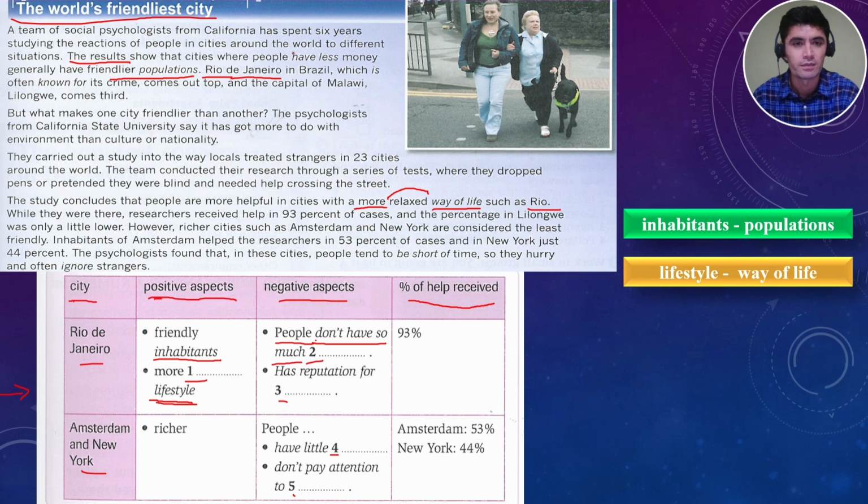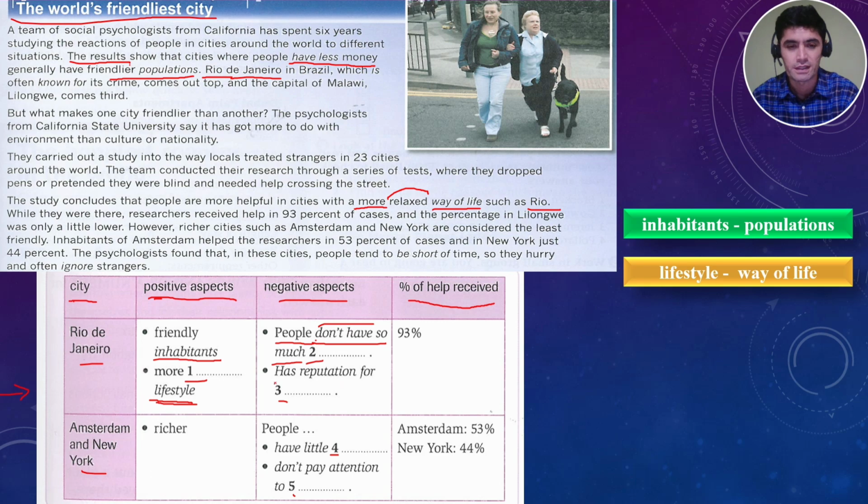So, by the way, let's take a look at this part. Actually, there's something here. Results show that cities where people have less money generally have friendlier population. So here it means less money, right? And it can basically replace this part of the question. Don't have so much. It means they have less something. So it means the answer is money.